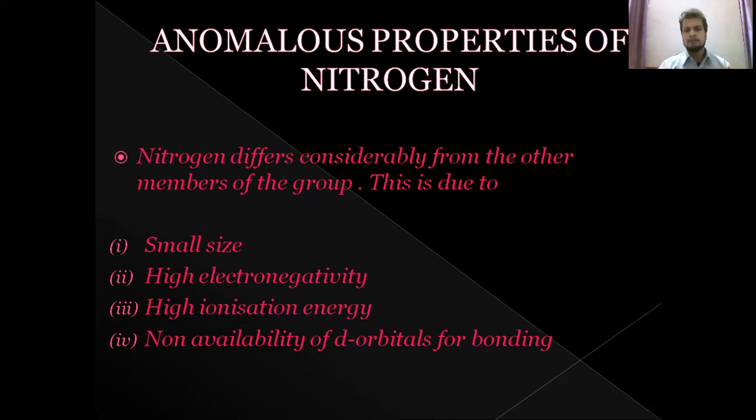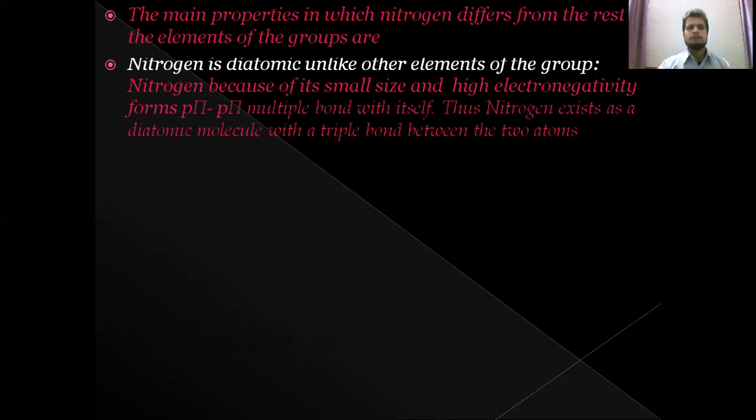So what are those physical and chemical properties? Let us try to take a few and understand them. The first one is nitrogen is diatomic, unlike other elements of the group. Remember that nitrogen exists as N2. The other elements do not exist as N2. Phosphorus exists as P4. So why is nitrogen the only element which exists as N2? It's because of its small size.